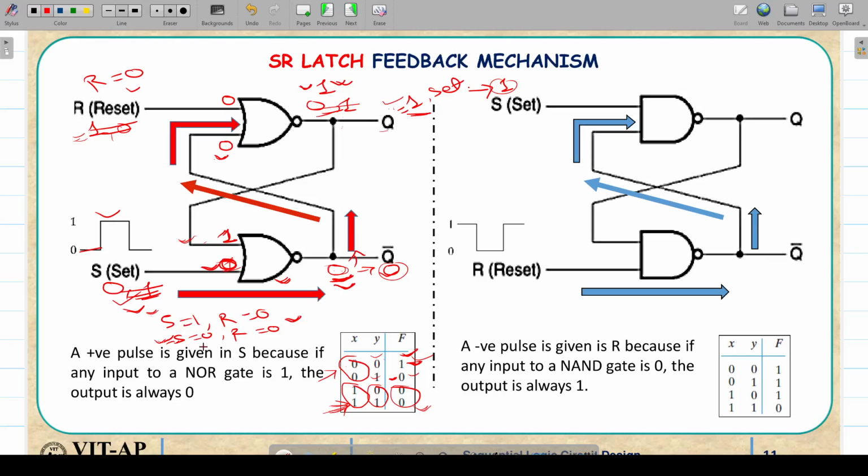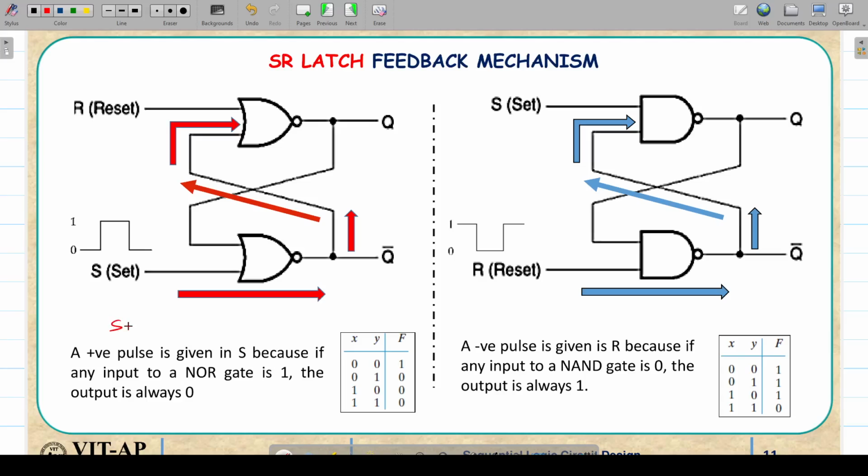In that case it is called the memory state. When S equals 0 and R equals 0, it behaves as a memory. And this is also called a set condition. Now let us see the other condition. So what is the other condition?